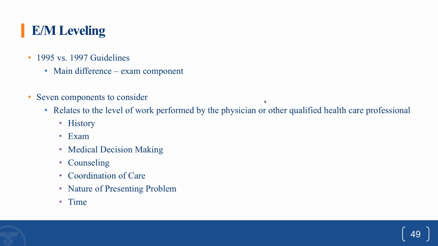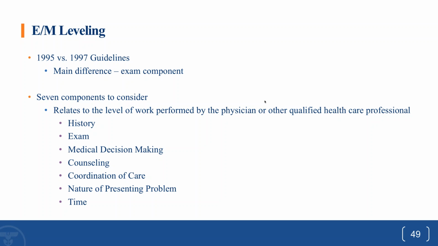As you can see, there's leveling. There's guidelines that we use. Okay, there's 95 versus 97 guidelines. The main difference between the two is that those 97 guidelines are more exam component driven. They have more bullet points that you have to select.